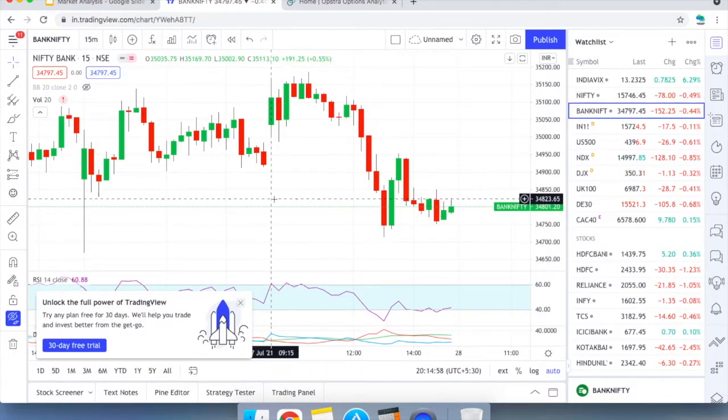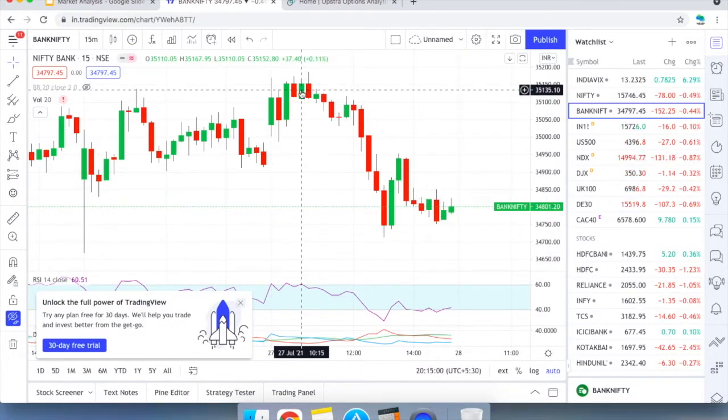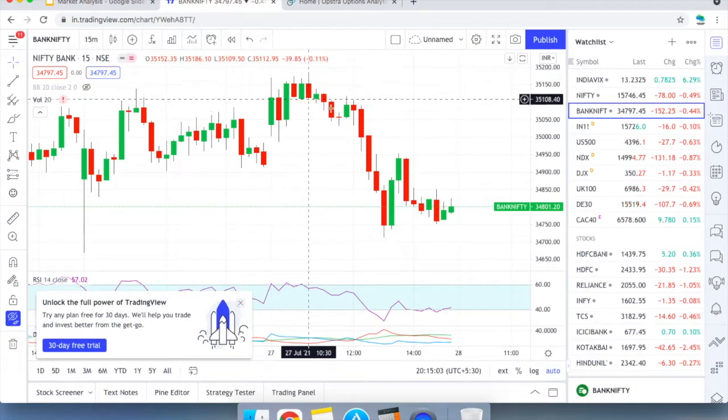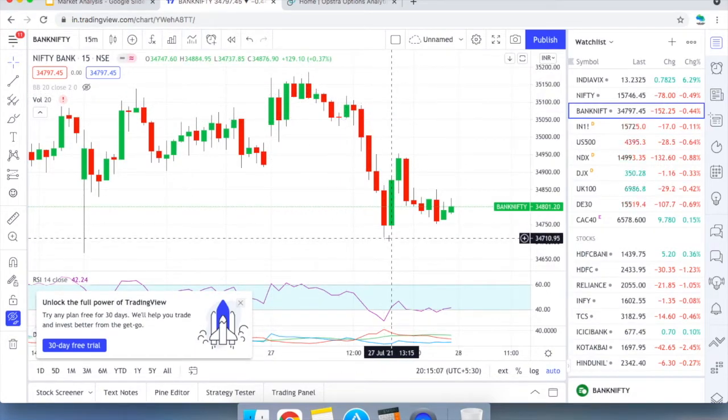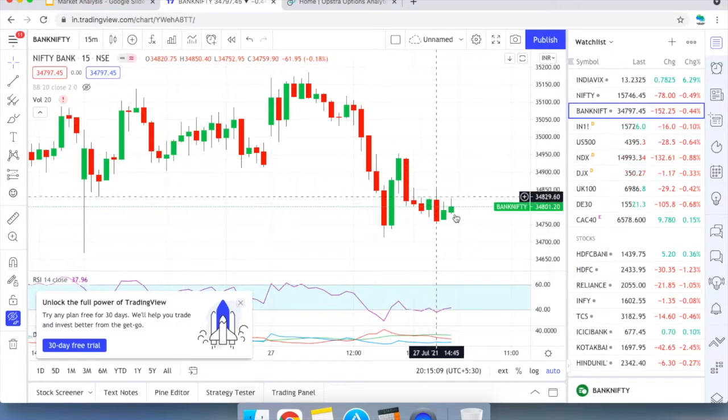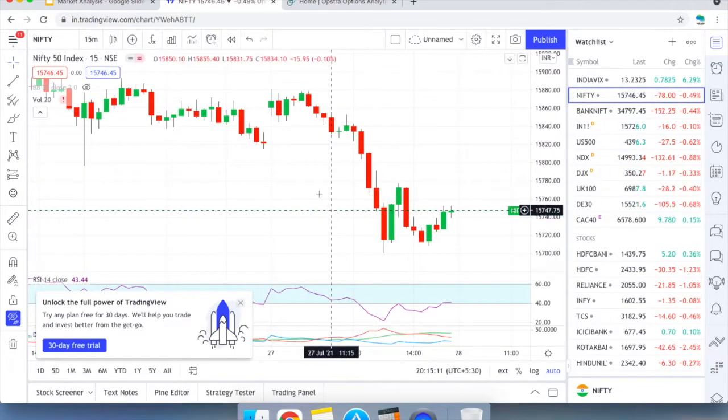behaved in a similar pattern. In the morning it gapped up, and then trapped all the bulls, and then it constantly fell down, attempted to recover a little bit and then fell down. So that was what happened today.